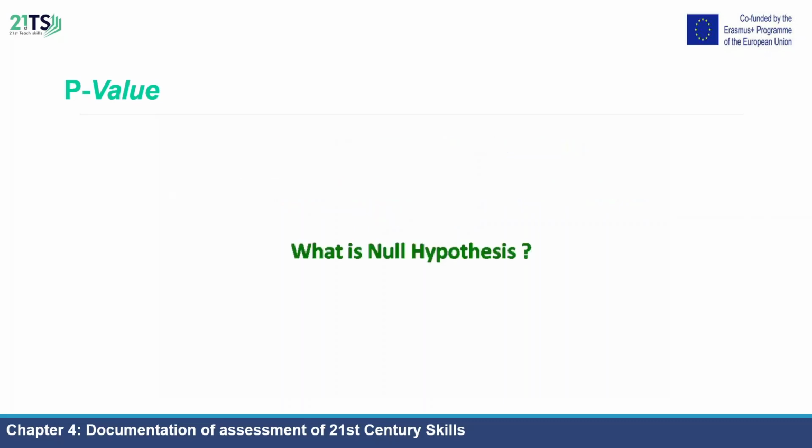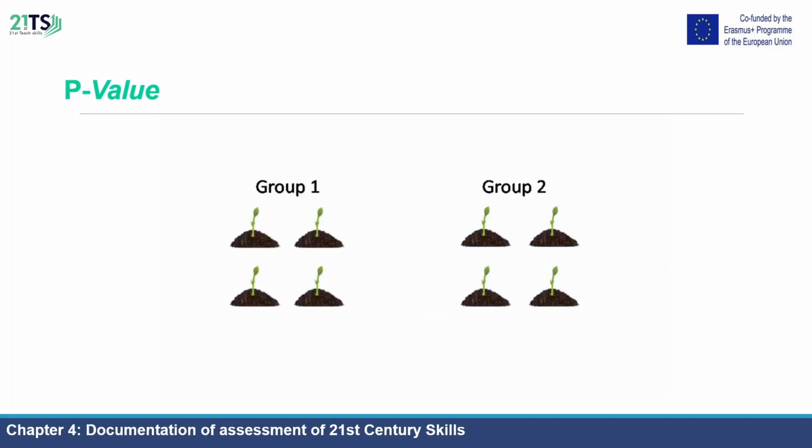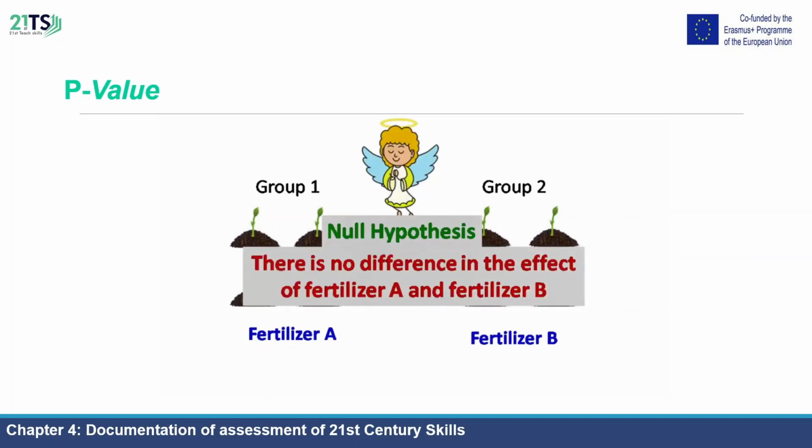To understand p-value, first we should try to understand null hypothesis. The null hypothesis is the hypothesis which treats everything same, everything equal. Let's take an example where plants are treated with fertilizer A and fertilizer B. The null hypothesis here will be there's no difference in the effect of fertilizer A and fertilizer B.